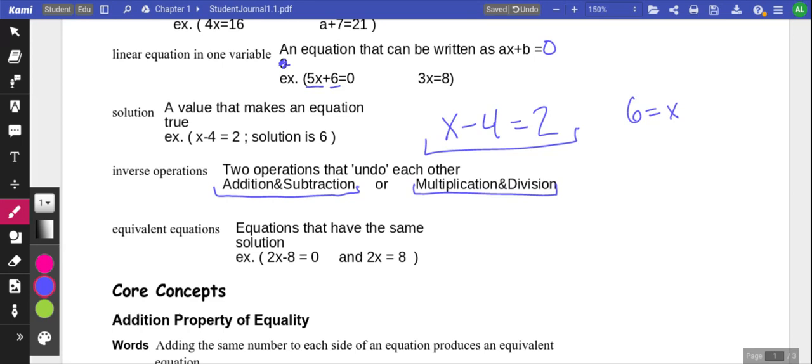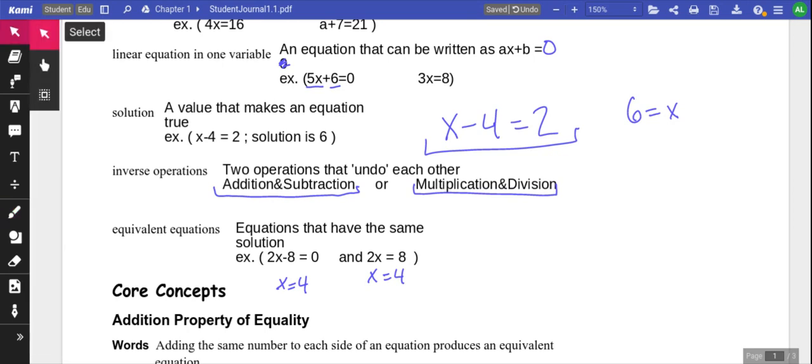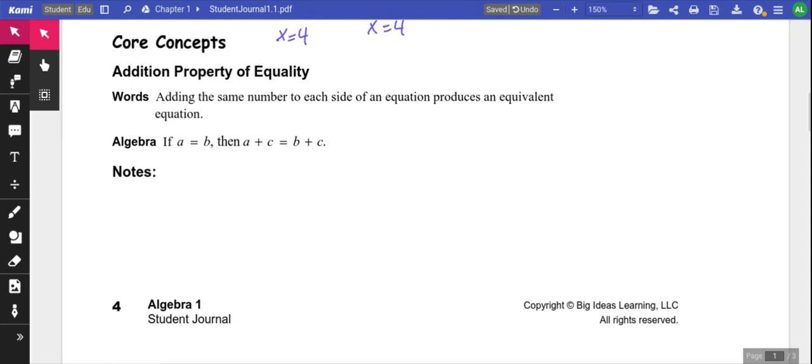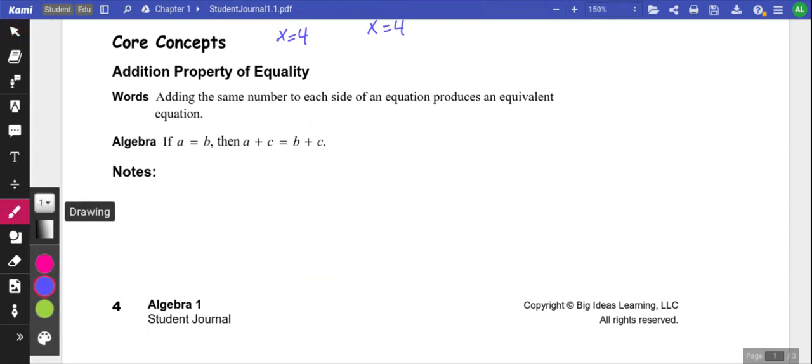Equivalent equations are two equations that have the same solution. Both of these have the solution of 4. So equivalent equations are a type of equation that are basically equal to each other. Now we're going to go through a lot of these properties. These are like the rule or theorem we just talked about in the vocab. They kind of sound complicated and they're in math speak, but once you look at them, most of you have seen this and it's going to be pretty simple.